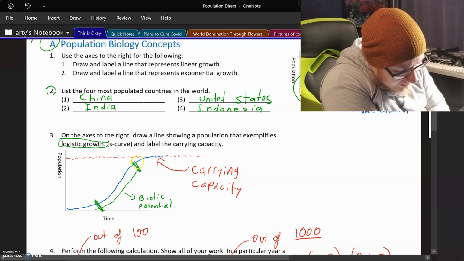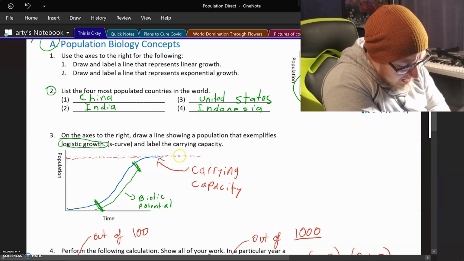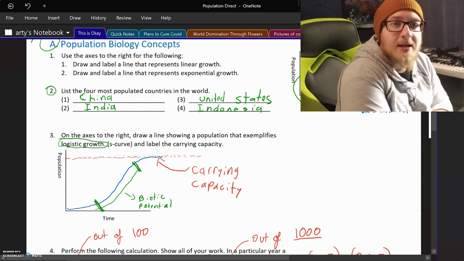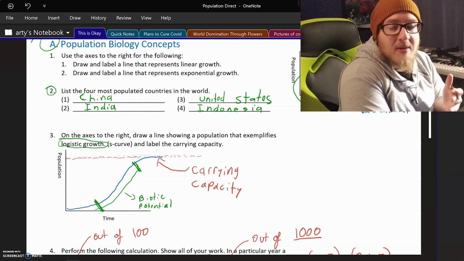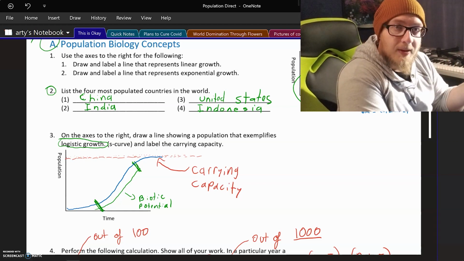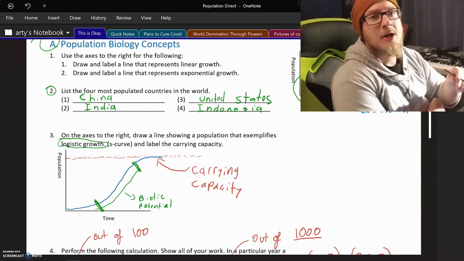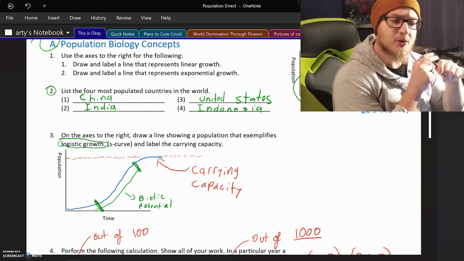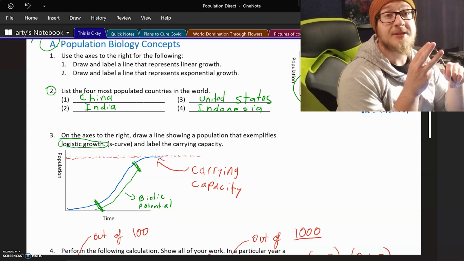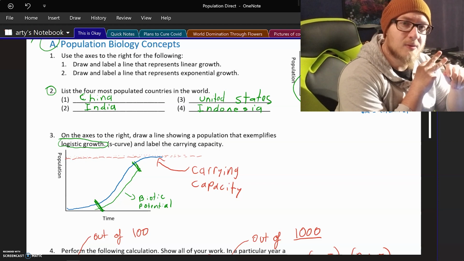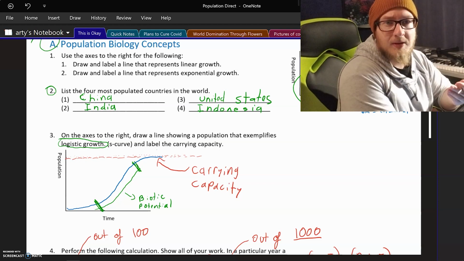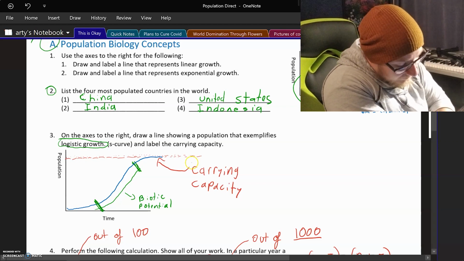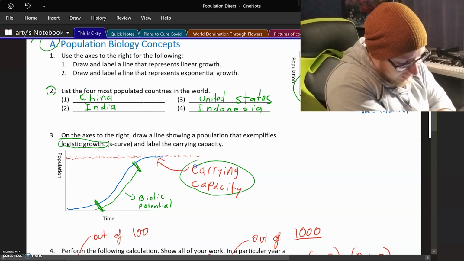But then it starts to slow down and you get to this carrying capacity. An ecosystem cannot infinitely sustain a massive, infinitely growing population. So there comes a point where competition for resources, competition for mates, density dependent factors such as disease spread start to even out how big a population of a particular species can get. And that's the carrying capacity.